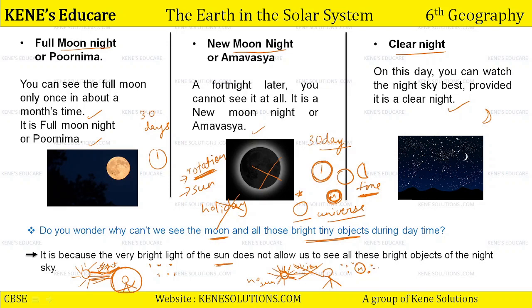For example, moon, the other stars, any other celestial body, etc. Okay, so this is the reason why we see moon and stars only during the night time and not during the daytime. Again, please note this. During the daytime, the moon is still there in the universe. It doesn't disappear anywhere. It doesn't hide anywhere. It's just the matter of time. It's just the matter of rotation and revolution of Earth that you cannot see the moon during the daytime. And because of the bright light of the sun, you cannot see other stars in the sky.